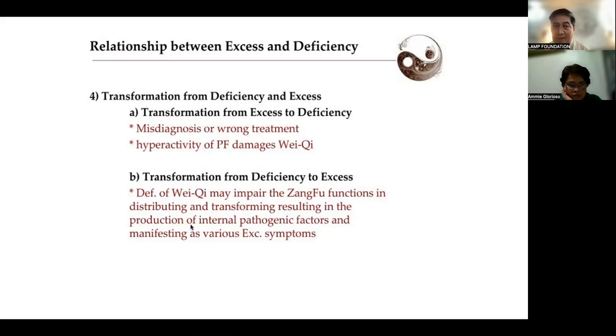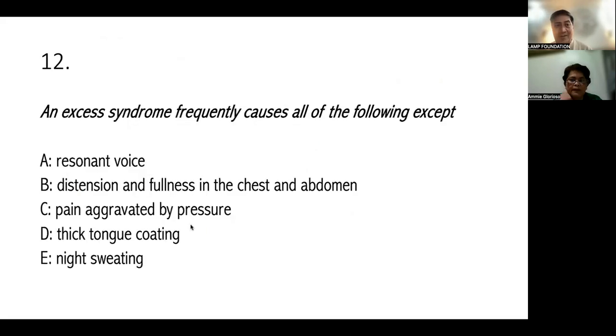And then transformation from deficiency to excess. Deficiency, then biglang nag-excess. Because when you have wei qi deficiency, this will impair the zangfu functions in distributing and transforming. So, magkakaroon ka ngayon ng internal pathogenic factors. And this will manifest as excess symptoms. Okay? Yes? Nag-produce ka ng internal pathogenic factors.